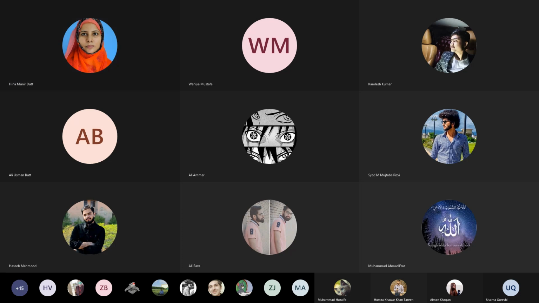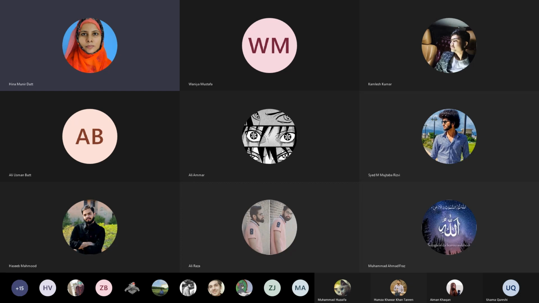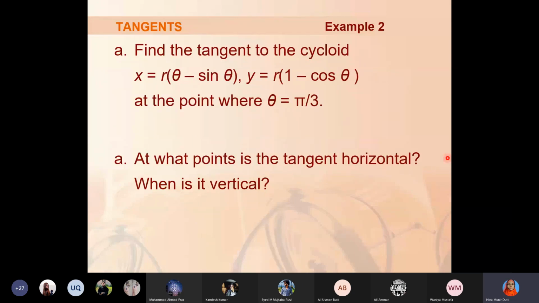Any question? So let's solve some other examples. Now this cycloid. Find the tangent to the cycloid x is equal to r times theta minus sine theta, y is equal to r times 1 minus cos theta, at the point where theta is equal to pi by 3. And the B part is: at what points is the tangent horizontal? When is it vertical? Okay, you need to solve it as a class activity. Solve it by now and submit it to the Teams. Solve करें जी इसको जल्दी से.